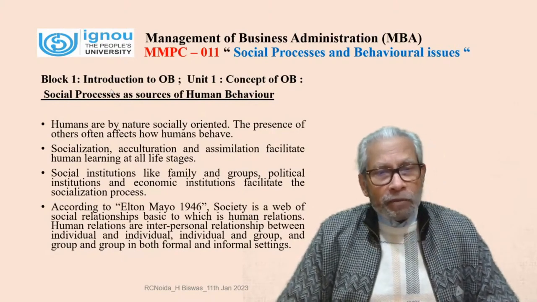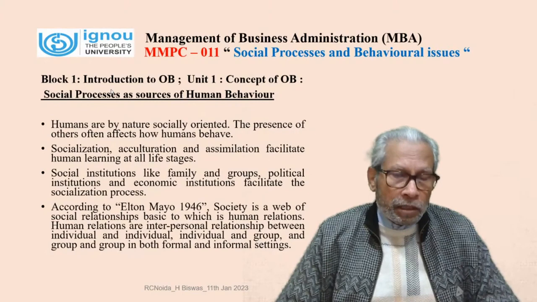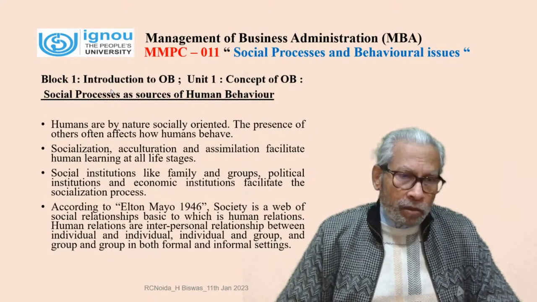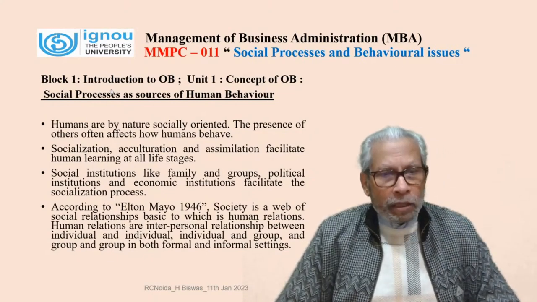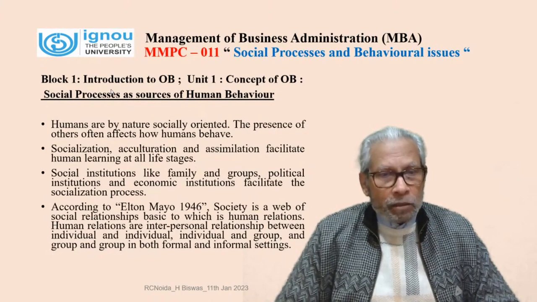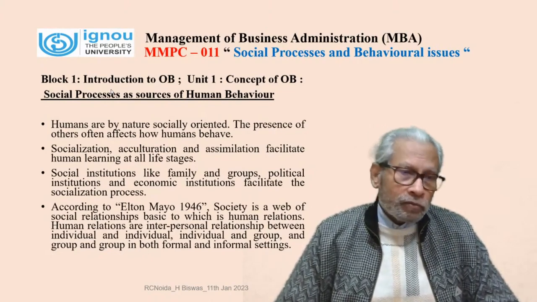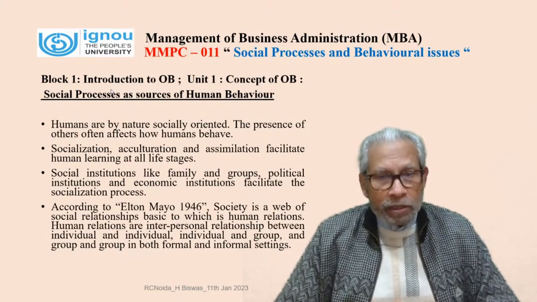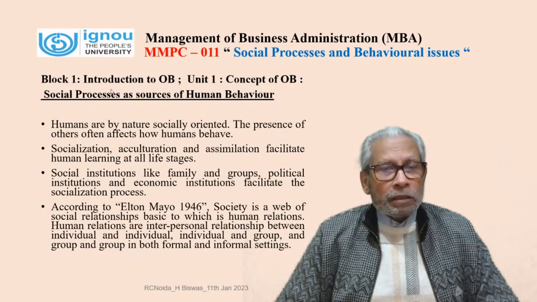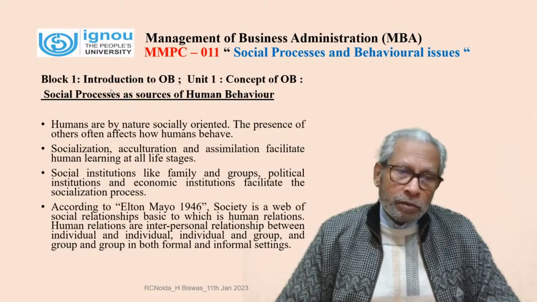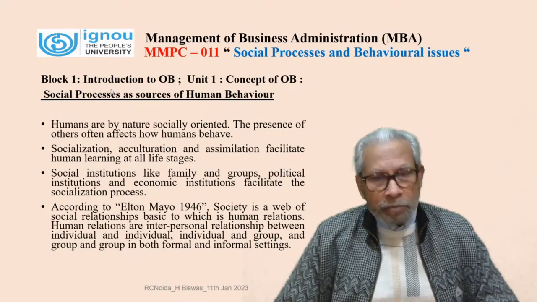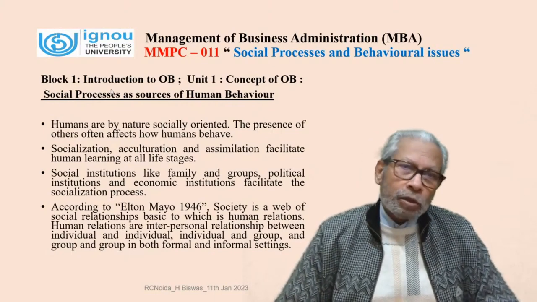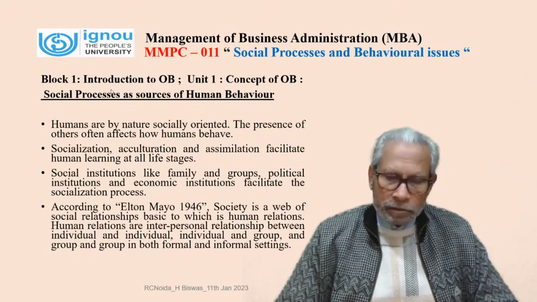Social institutions like family and the group, and political institutions and economic institutions facilitate the socialization process. According to Elton Mayo, 1946, society is a web of social relationships, basic to which is human relations. Human relations are interpersonal relationships between individual and individual, individual and group, and group and group, both in formal and informal settings.